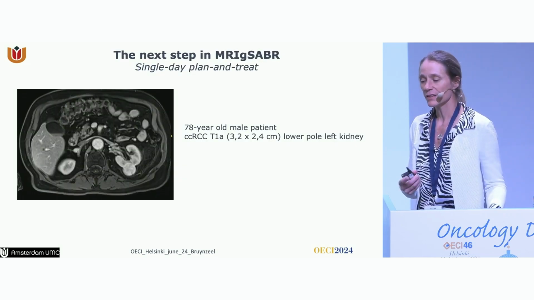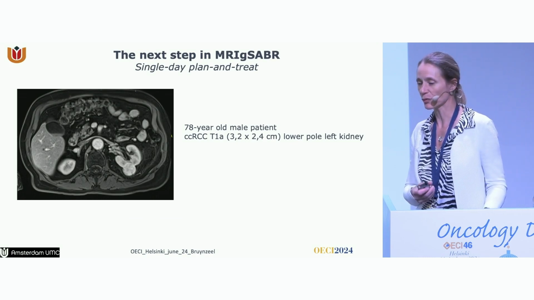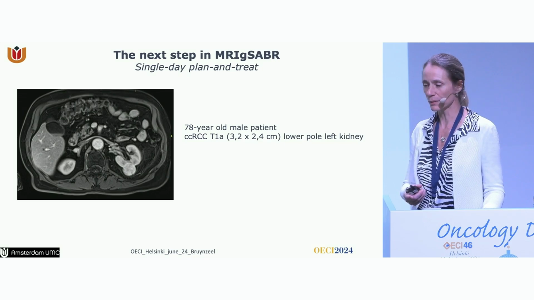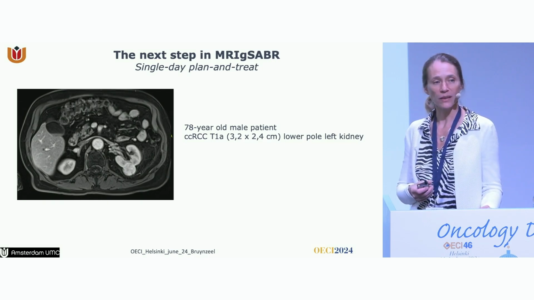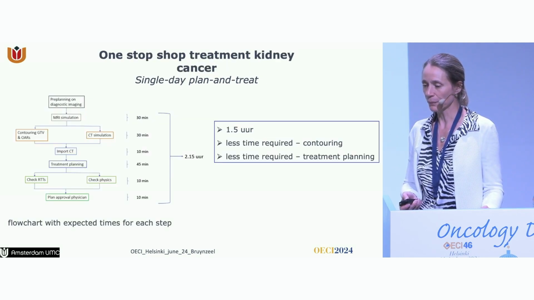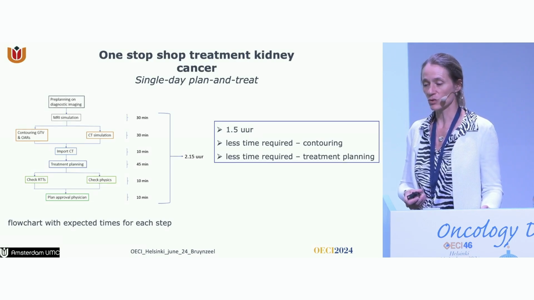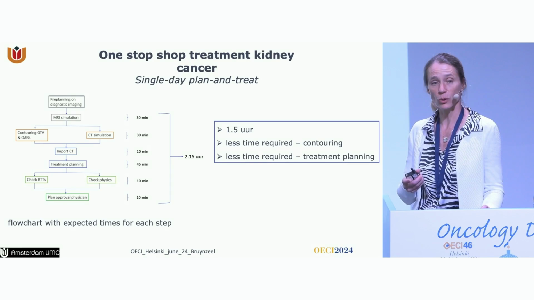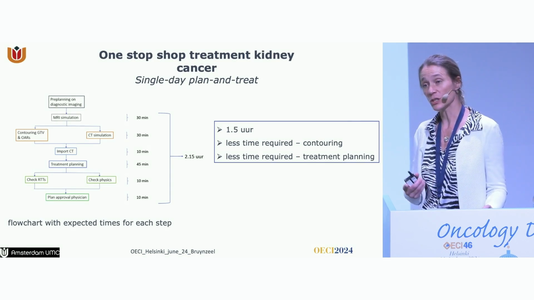And this 78-year-old male patient was, in my opinion, the ideal patient to perform the next step in MR-guided SABR. He has a small tumor in the lower pole of his left kidney, so no organs at risk nearby. He arrived at our department for a single-day plan and treat. Here you see the flow chart that was drawn in advance with expected times for each step.